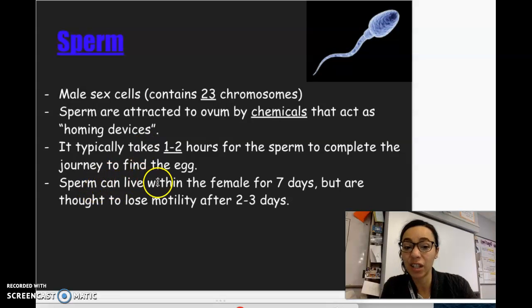And the sperm can actually live within the female for about 7 days. So even if the female hasn't released the egg, hasn't ovulated the day of intercourse, if she ovulates within a week, that person can still get pregnant because the sperm can actually live in there. Although they lose motility after a couple days, so they don't swim as well. They're most functional the first couple days, but they're still there, so it's possible.